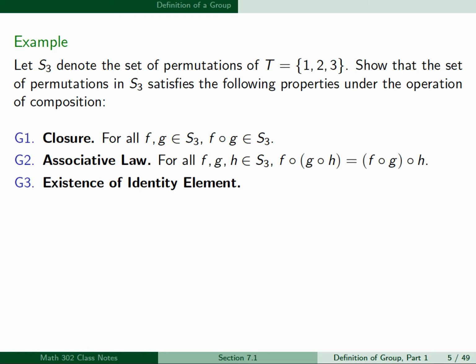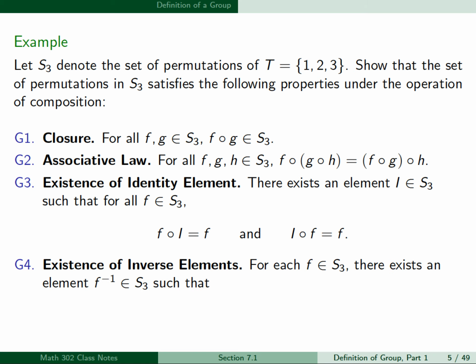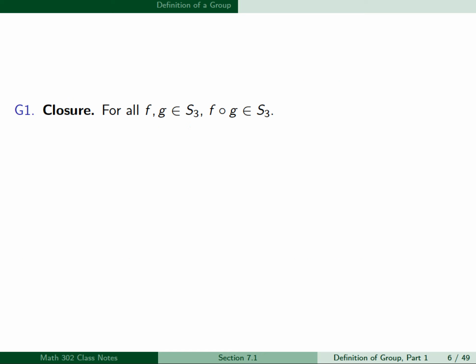G3 is existence of an identity element. There exists an element I in S3 such that for all f in S3, f composed with I is equal to f, and I composed with f is equal to f. And G4 is existence of inverse elements. For each f in S3, there exists an element f inverse in S3 such that f composed with f inverse is equal to the identity element, and f inverse composed with f is equal to the identity element. So we'll start with G1, closure.